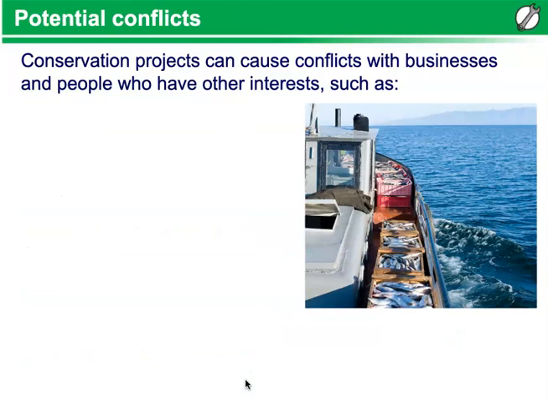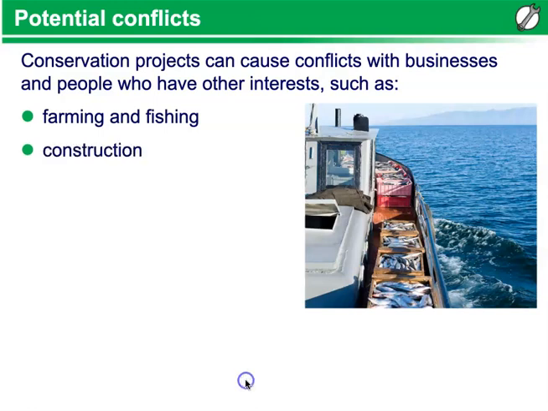Sometimes there are conflicts. Conservation projects can cause conflicts with businesses and people who have other interests, for example, farming and fishing. There may be conflicts with individuals that are making money off of farming and fishing because conservation programs may take up space that is used for those practices.